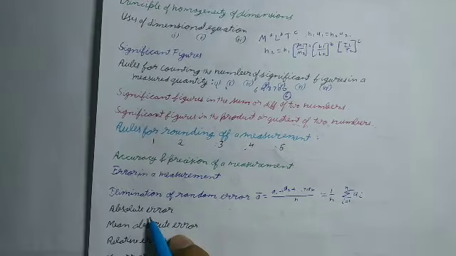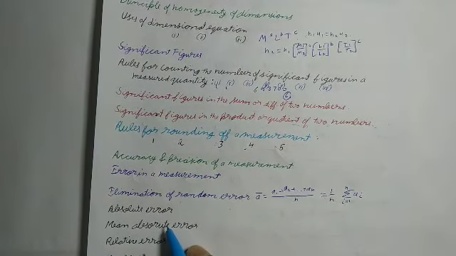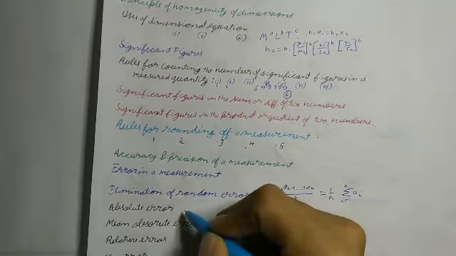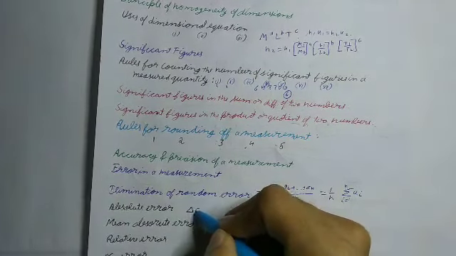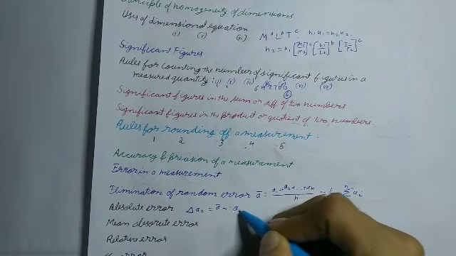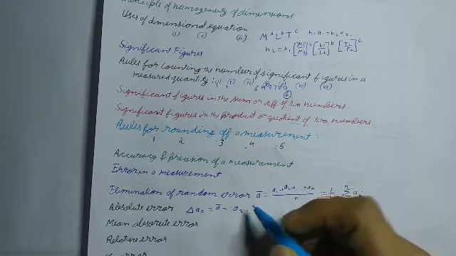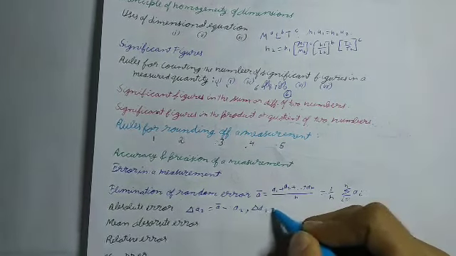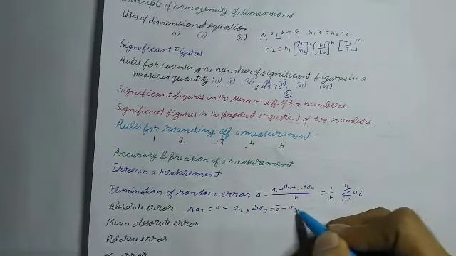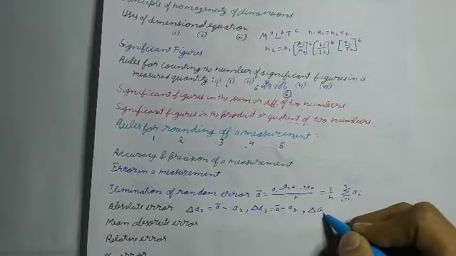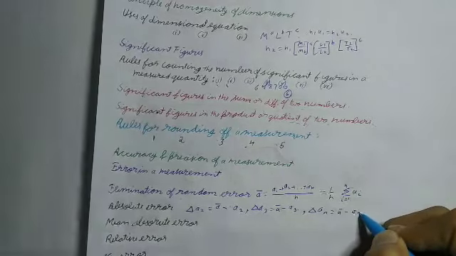And now absolute error. The magnitude of the difference between the true value and the measured value is called absolute error. Such errors are given by delta a1 is equal to a mean minus a1, delta a2 is equal to a mean minus a2, and similarly for absolute error, delta a3 is equal to a mean minus a3. Okay, and in general we can say delta an is equal to a mean minus an.